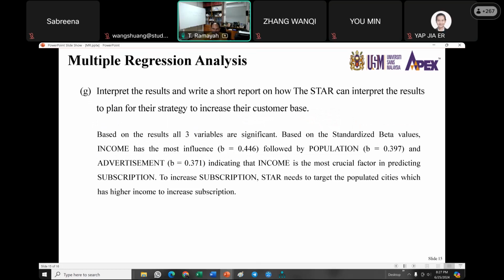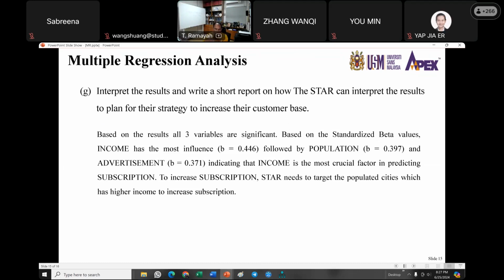And finally, after you run the analysis, you need to write an implication section. The implication section will follow the beta values, the standardized beta values. The standardized beta values will tell you which variable is more important or less important in predicting your dependent variable.